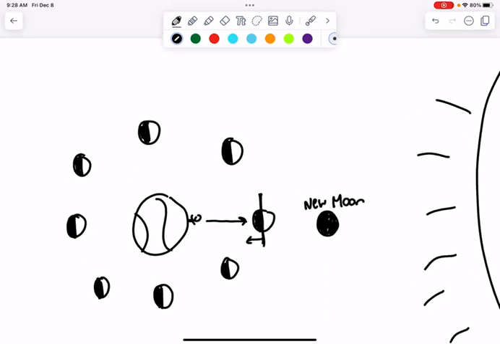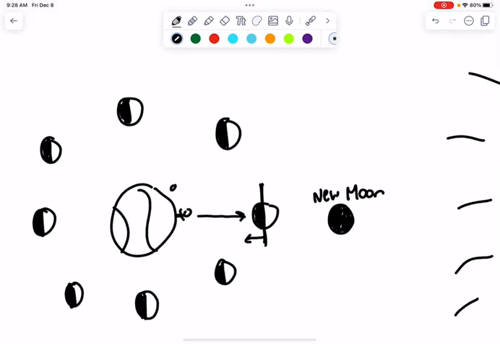Now, if I move up here and I'm a person looking here, I would see this part. The left side of the moon would be mostly dark and a little bit of the right side would be lit up. So from Earth, I would see something like this. And we would call that a waxing crescent.